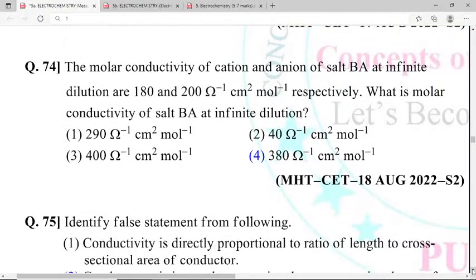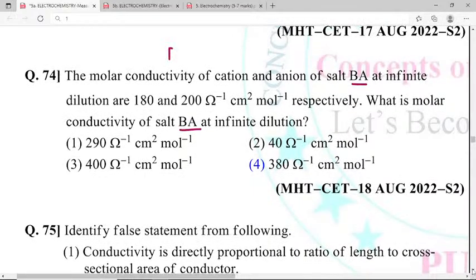The molar conductivities of the cation and anion of salt BA are given. What is the molar conductivity of BA? BA gives B plus and A minus. So molar conductivity of BA is equal to B plus plus A minus. 180 plus 200 is equal to 380 per ohm centimeter square per mole.